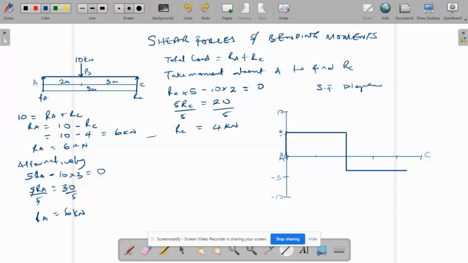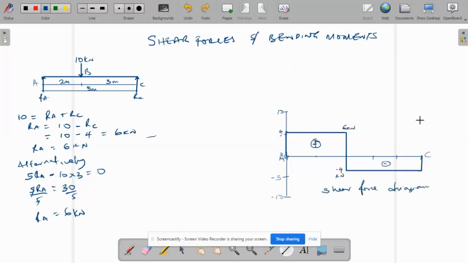until we get to the end where we'll have C. We don't have any other upward or downward force. So for our shear force, at any point, just as we've drawn here, our shear force is the difference between upward forces and downward forces.